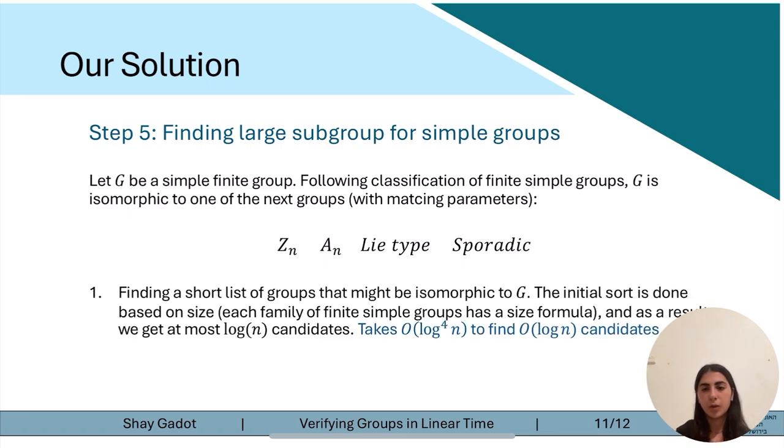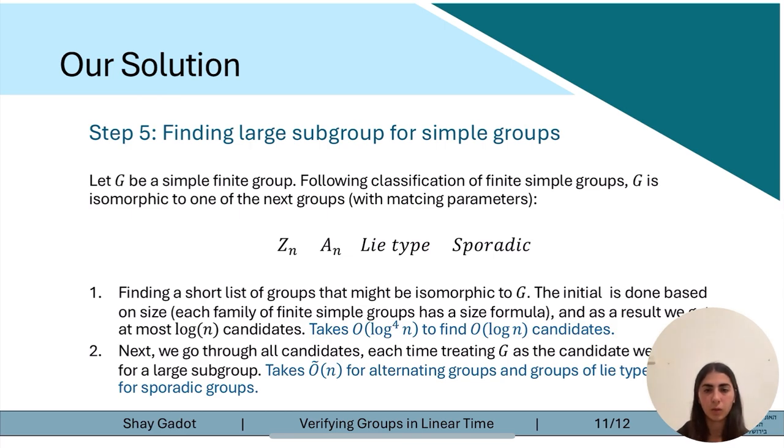So the way we approach a group that we understand is simple, using the algorithm of finding a normal subgroup, is this. We find a short list of groups that might be isomorphic to G. The initial sort is done by the size. Each family of finite simple groups has a size formula, and we demand it to be equal to the size of the input group G. This way we can find the parameters defining each of the simple groups. It takes O(log^4 n) to find O(log n) candidates.